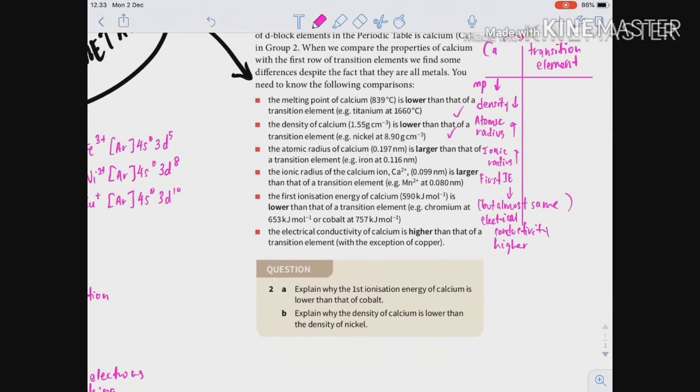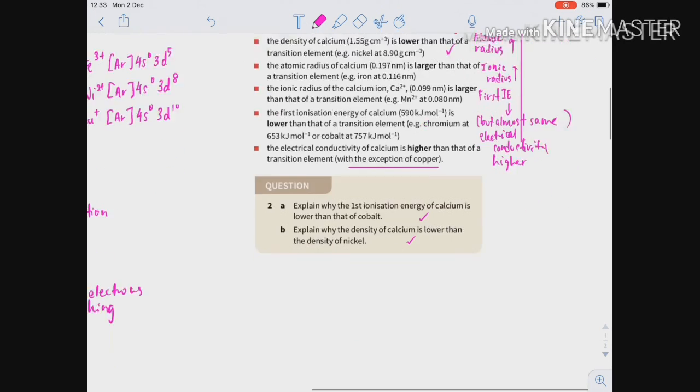This is understood because as you go across the periodic table from left to right, the metals tend to become more like non-metals.